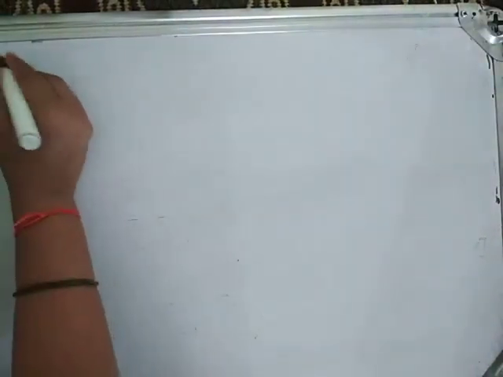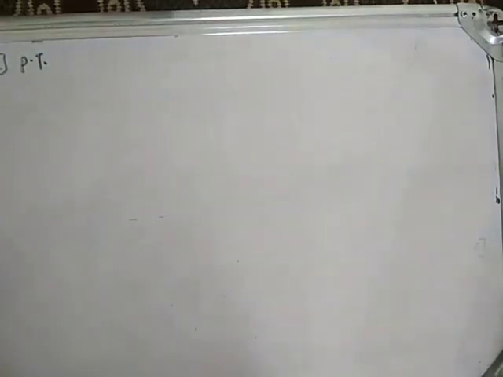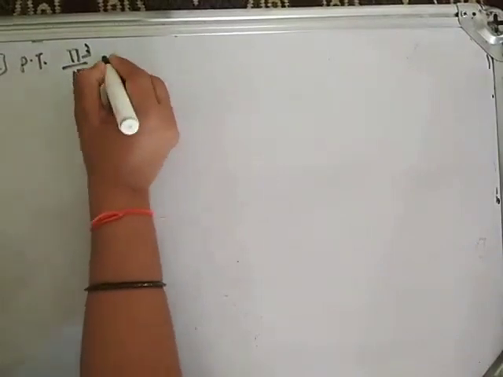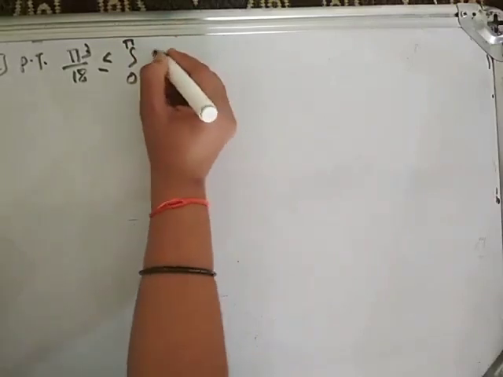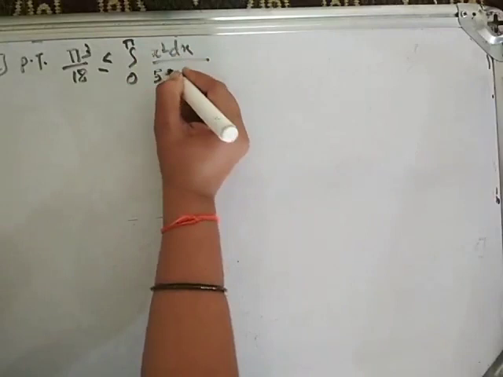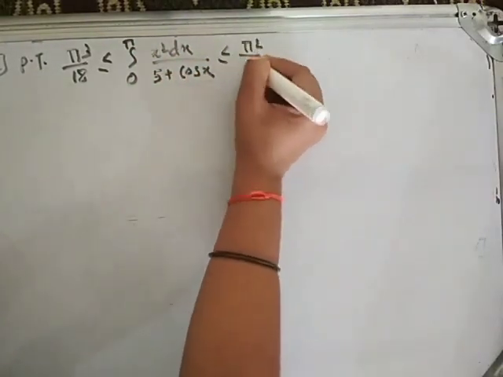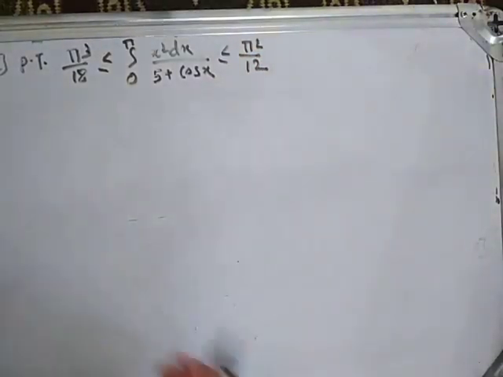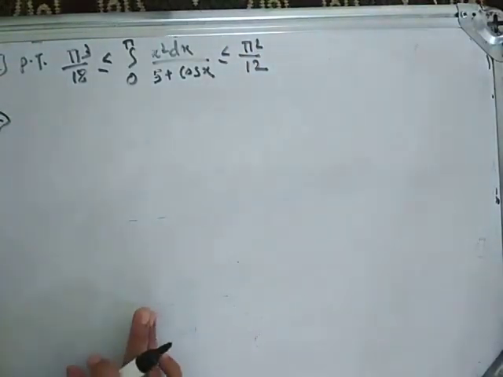Next example is prove that pi cube upon 18 is less than or equal to integration from 0 to pi x square dx upon 5 plus cos x is less than or equal to pi square upon 12. We have to prove this. Now see the solution, how to solve this type of problems.